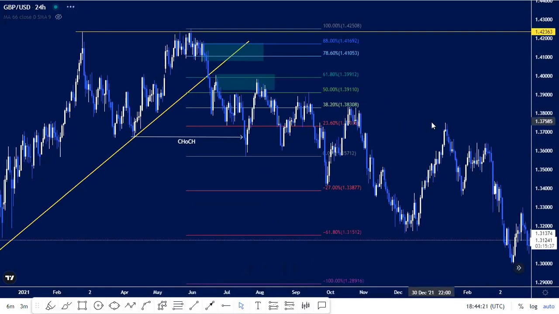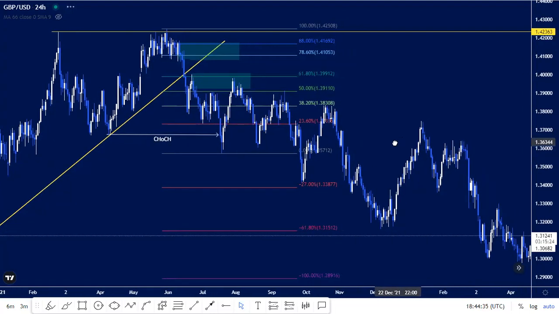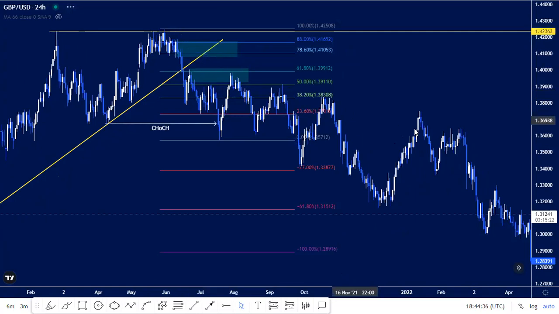So here, how many confluences do I already have? Number one, trend line break and retest, change of character. Number two, number three, a Fibonacci retracement. Number four, the order flow is now bearish. Already I have four major confluences supporting this trade.